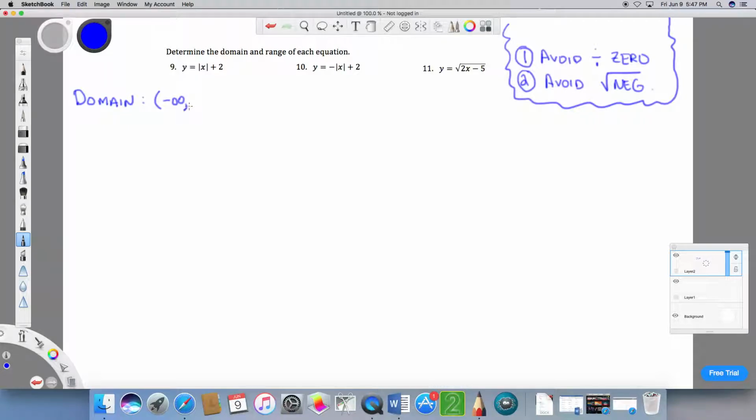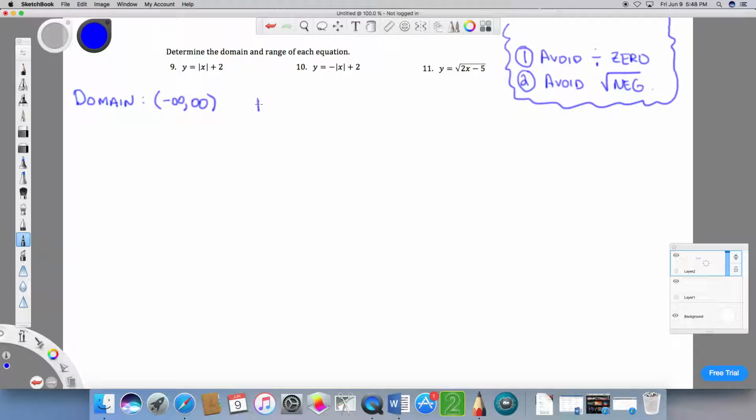It's always all real numbers excluding any values of x that cause division by zero and excluding any values of x that would cause us to take the square root or a fourth root or a sixth root or any even root of a negative number. Now, for the range, I'm going to show you how to do that on a graphing calculator on a website here in just a second.